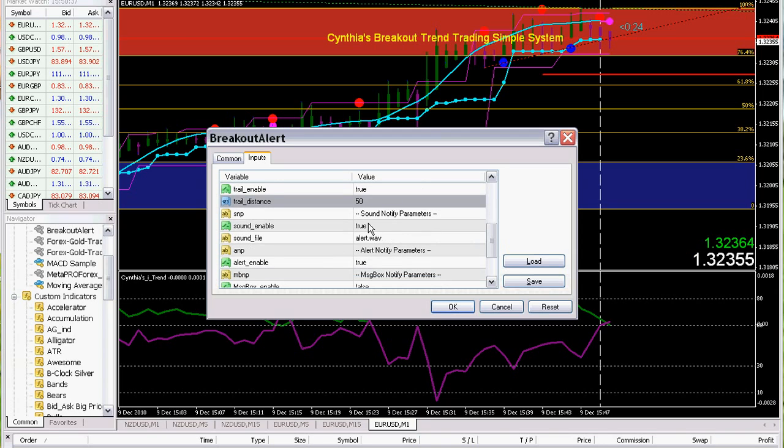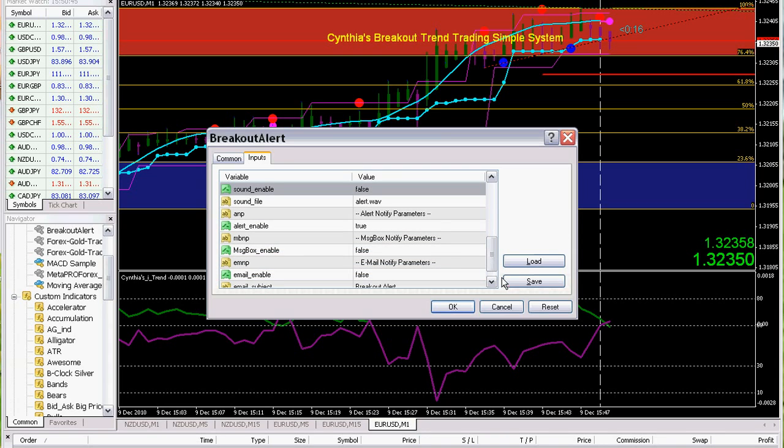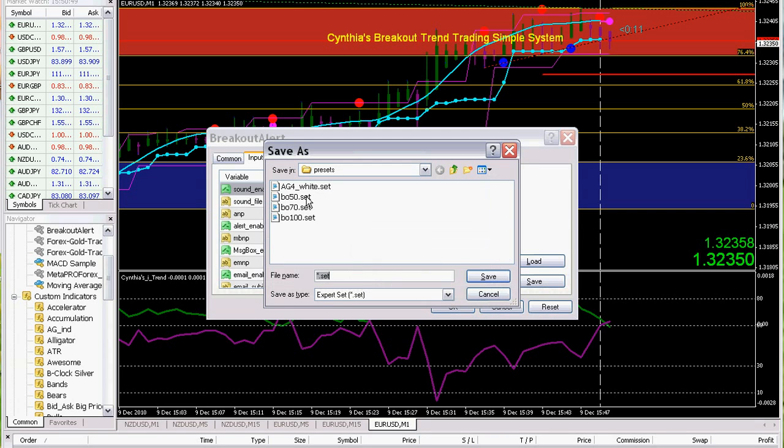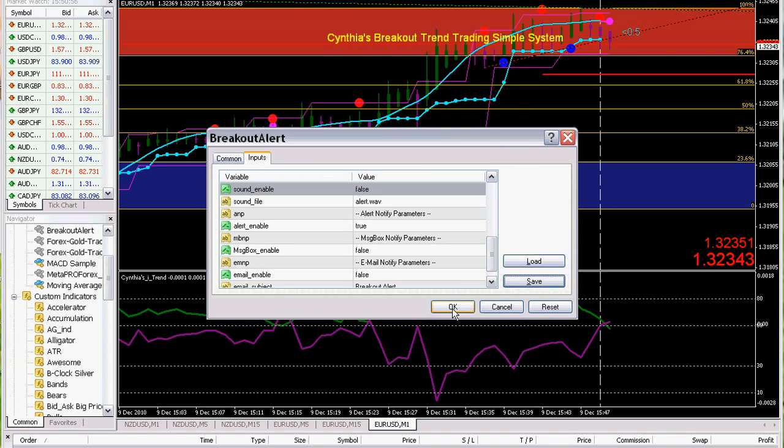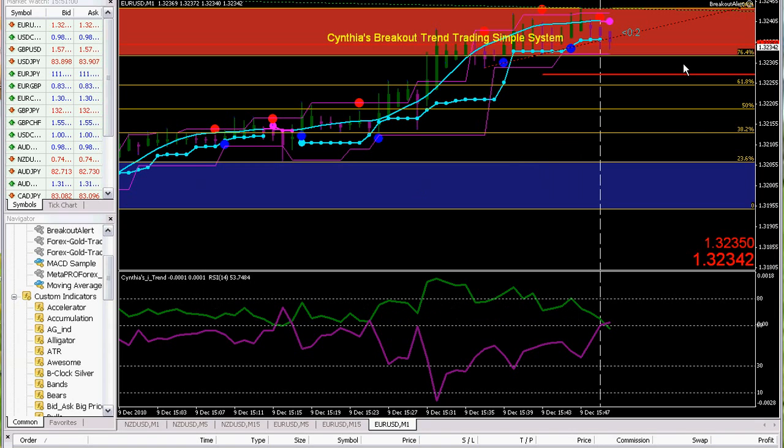I'm going to turn the sound enable to false, because I don't like it binging in my ear when I'm trying to trade. And then you click save and name it BO50. I already did that, so I just saved over it and click OK, and now your expert advisor is enabled.